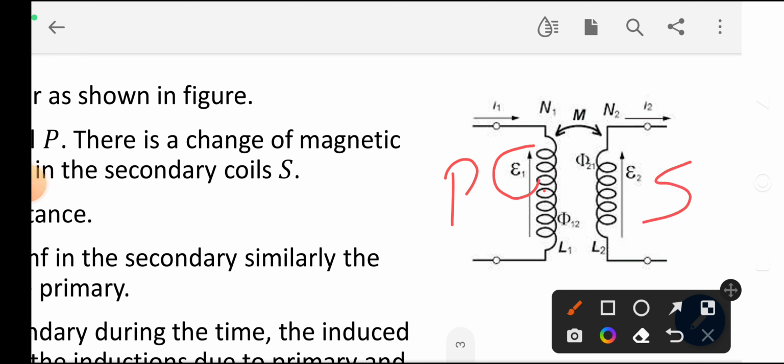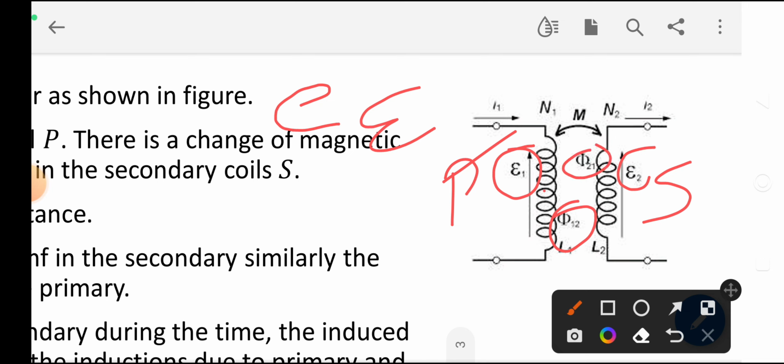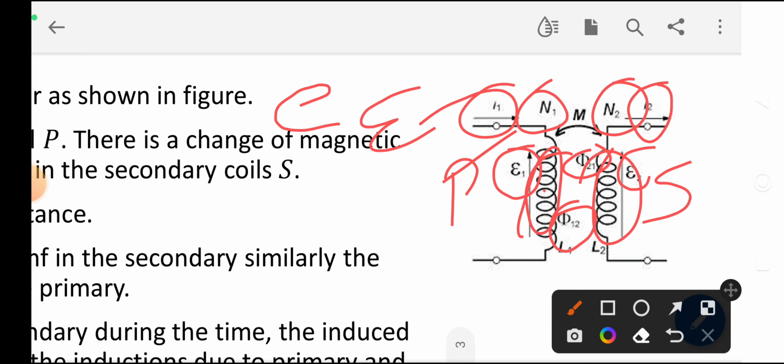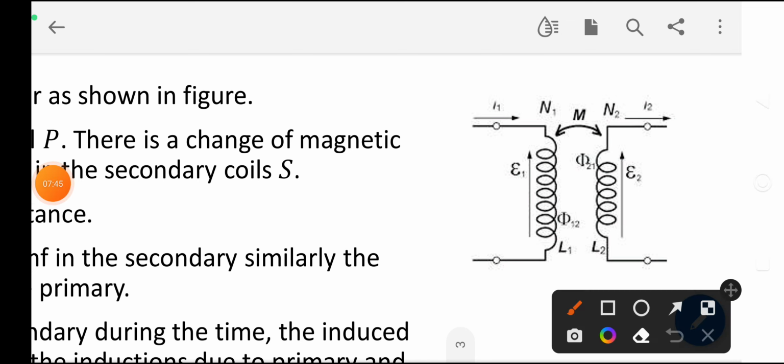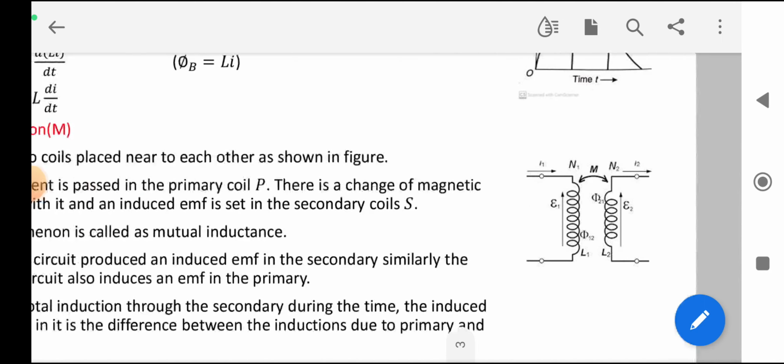In the primary coil, the induced EMF is epsilon 1. I told you just now, right? Induced EMF is denoted by either E or epsilon. Here the induced EMF is E2, and this is the flux produced by the primary coil, and these are the flux produced by the secondary coil. Here the number of turns is N1, and here it is N2. The current in the primary coil is I1 and the current in the secondary coil is I2. The self-inductance of the first coil is L1, and the self-inductance of the second coil is L2. Please keep this in mind.